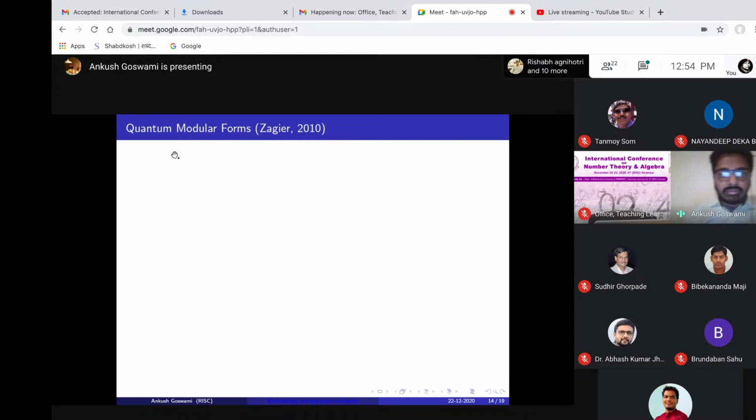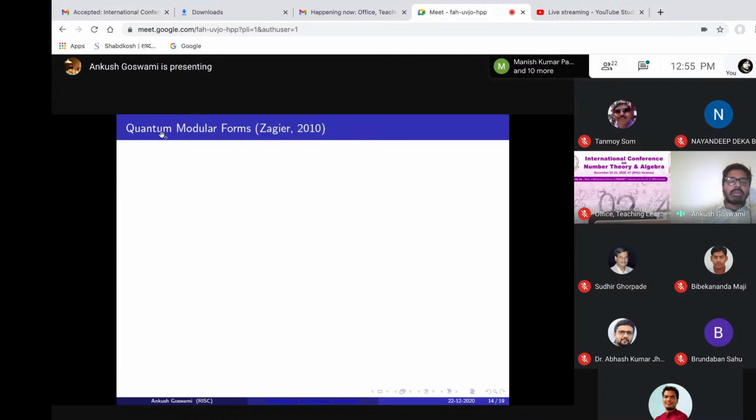Quantum modular forms were introduced by Zagier in 2010, but Zagier actually studied quantum modular forms earlier in his work. In 1999, Lawrence and Zagier studied a certain class of quantum modular forms, and then later in 2001, Zagier himself studied the original Kontsevich-Zagier function. He actually showed that the function F of q is an example of a quantum modular form. But later in 2010, he gave a very formal definition of a quantum modular form.